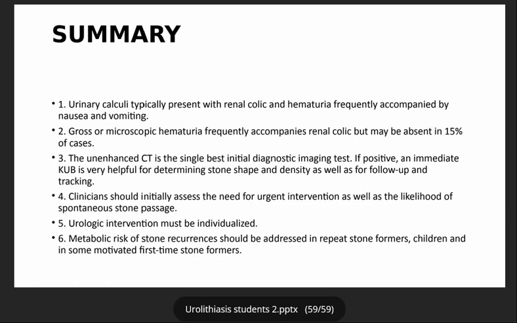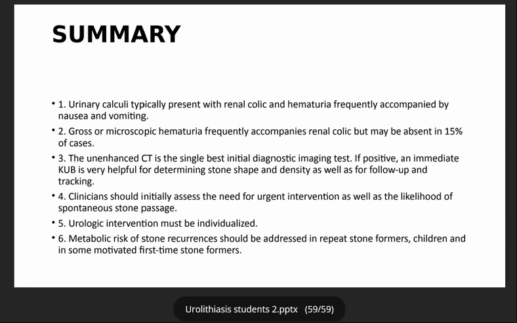So in summary, urinary stones present with renal colic and hematuria. Some patients can have nausea or vomiting. Hematuria can be gross or microscopic in 15% of the patients. Usually, the single best initial test is CT scan. So it's different in the MCQ if I ask you, what's your next step or what's the single best next step? If I say, what's your initial step, you can say X-ray. But if I ask you, what's the best or what's the most accurate, it's CT scan.